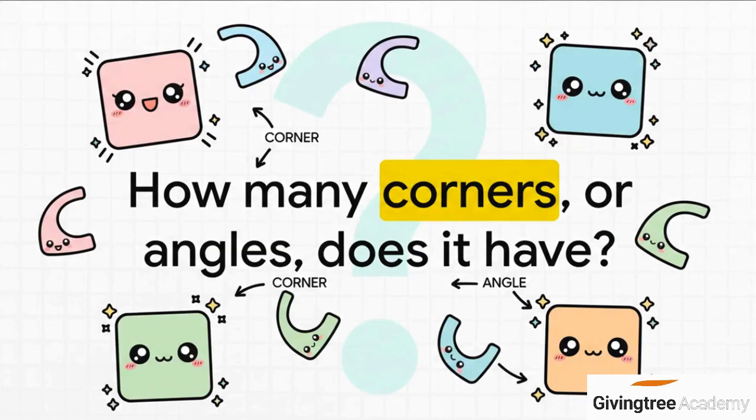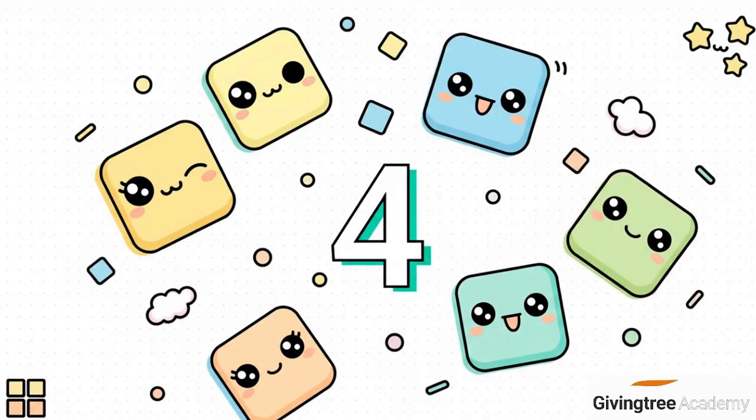Okay, you ready for the next question? How many corners does a square have? A corner is that point where 2 of the sides meet. And in geometry, we have another word for corners. We also call them angles. You got it again. 4 corners. Perfect. So we know it has 4 sides and 4 corners.